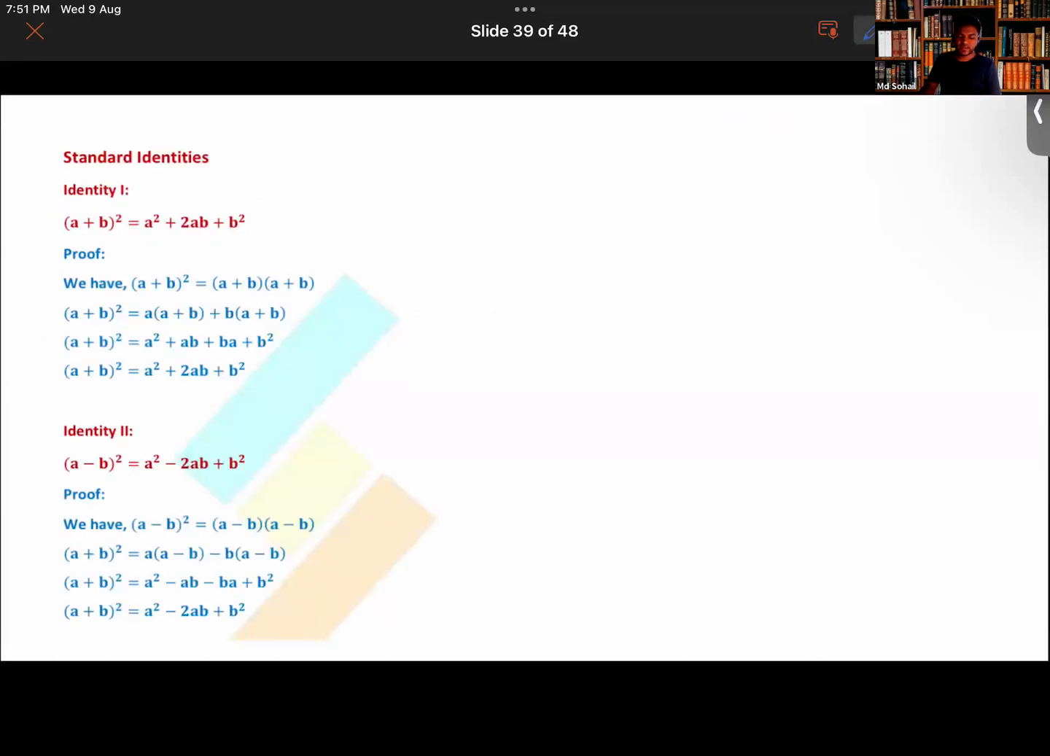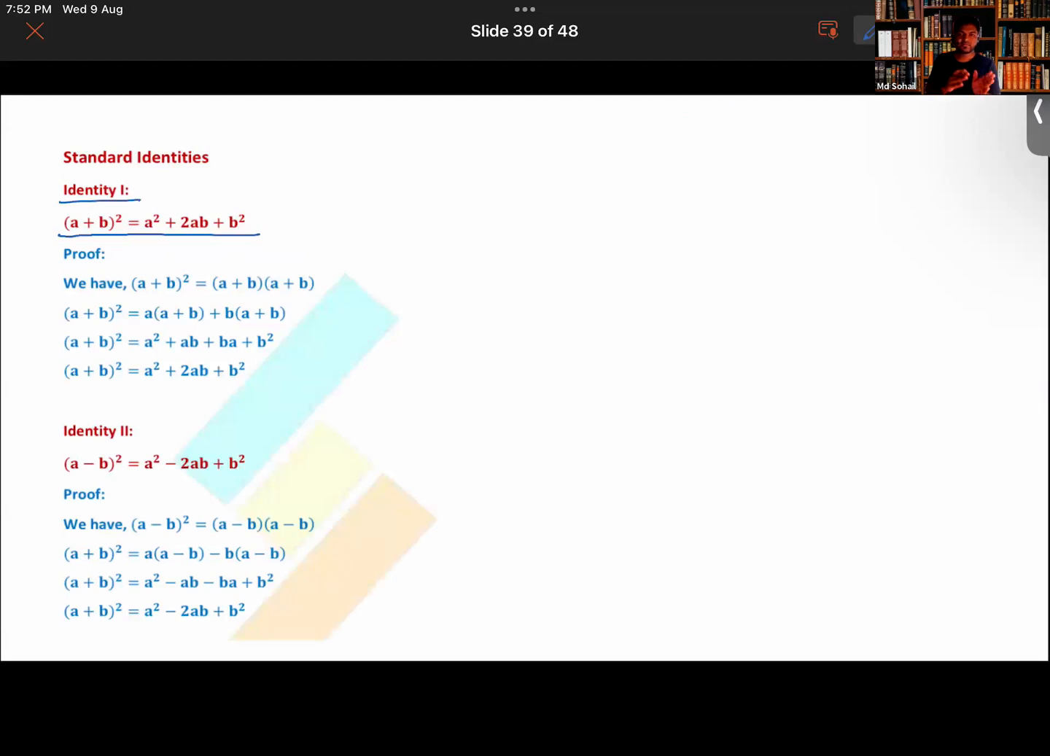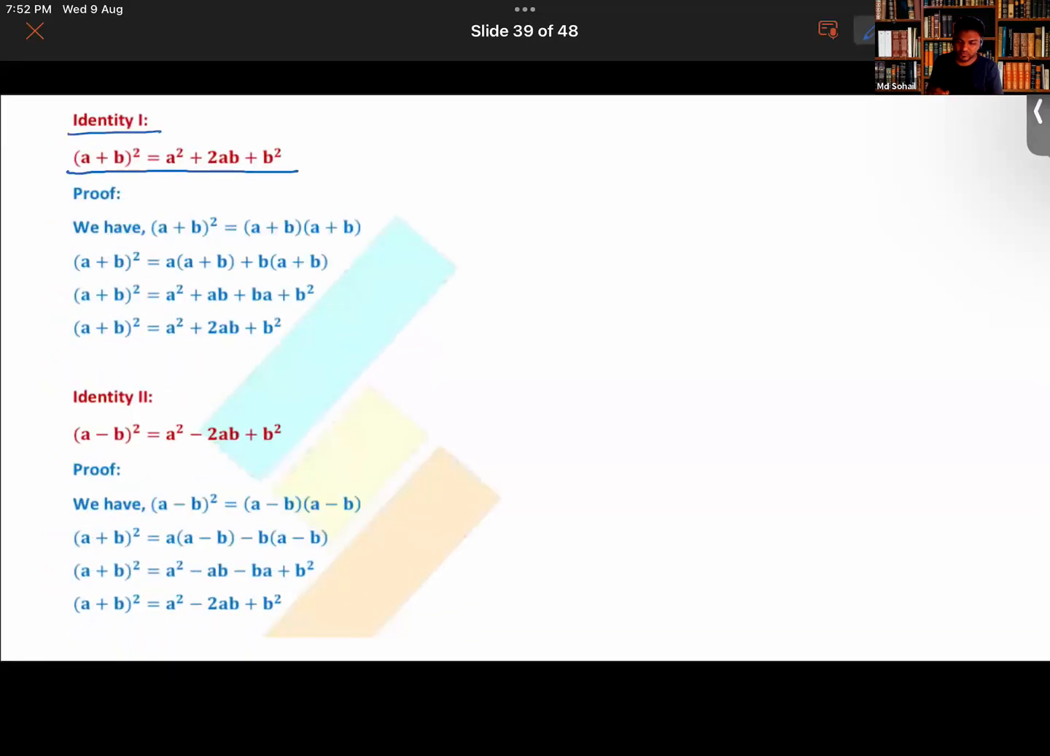So all the identities here, we will try to prove how these identities came, that we are going to discuss here. See, for identity number 1, that is (a plus b) whole square equals a square plus 2ab plus b square. On the left hand side and on the right hand side, we will break them down and try to equate them. We will see how the expressions on both sides are equal. So pay close attention here.